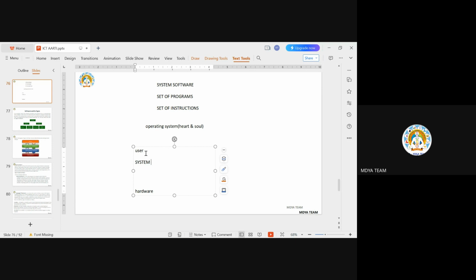Sorry, not system software. There is application software, because the user can't directly interact with the system software. The next layer is the system software, because in the application we are just giving the command, we are just giving the work on that.